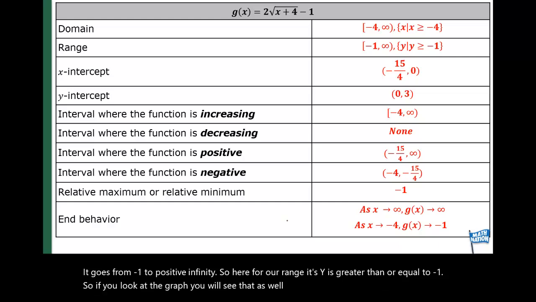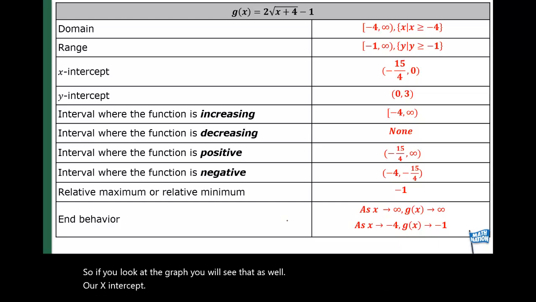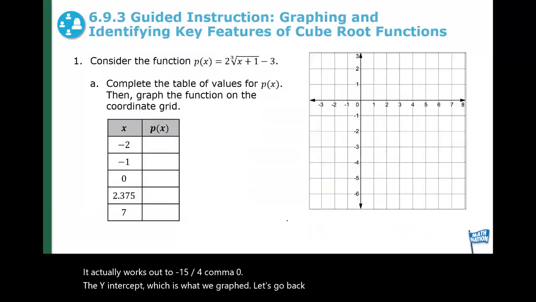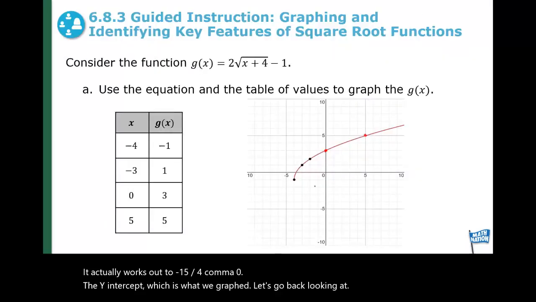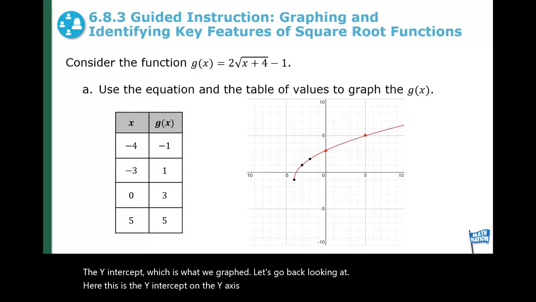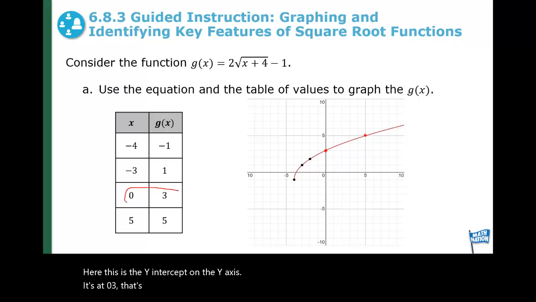Our x-intercept actually works out to -15/4, comma 0. The y-intercept, which is what we graphed, let's go back, looking at here, this is the y-intercept on the y-axis. It's at 0, 3. That's this point right here. That's our y-intercept.